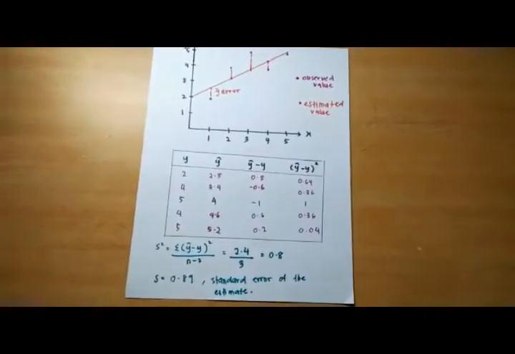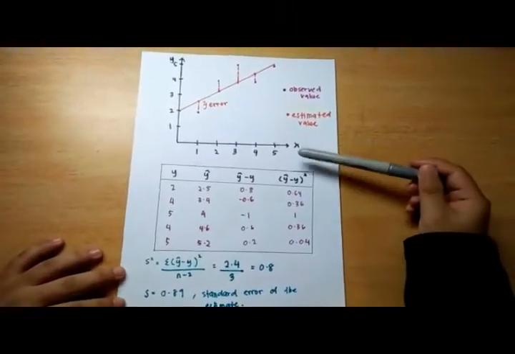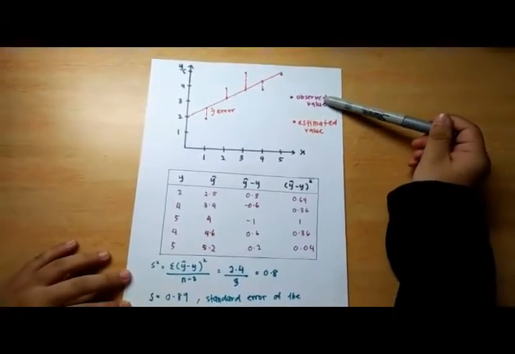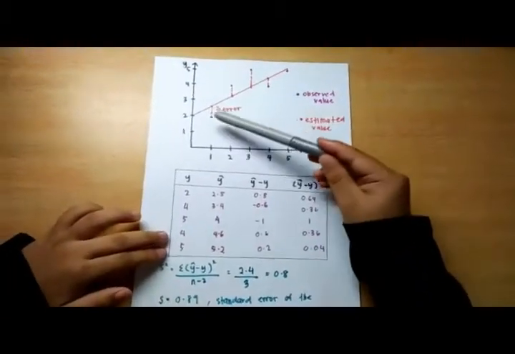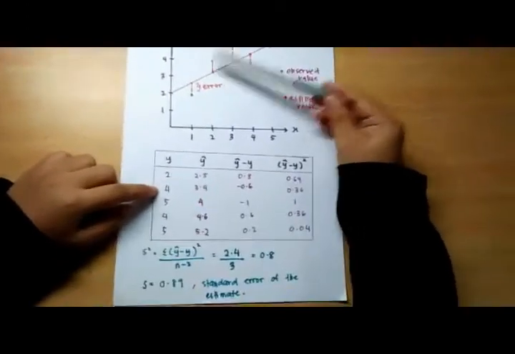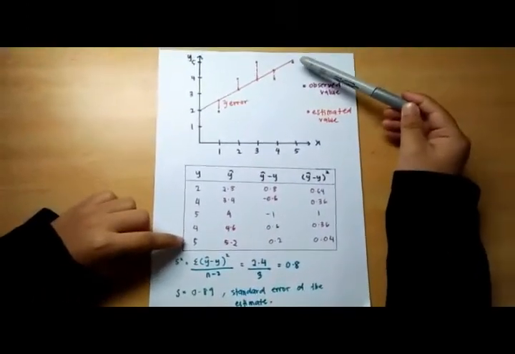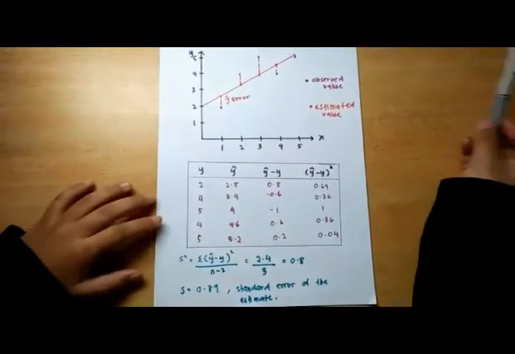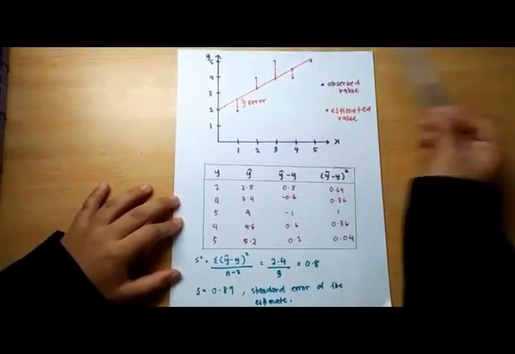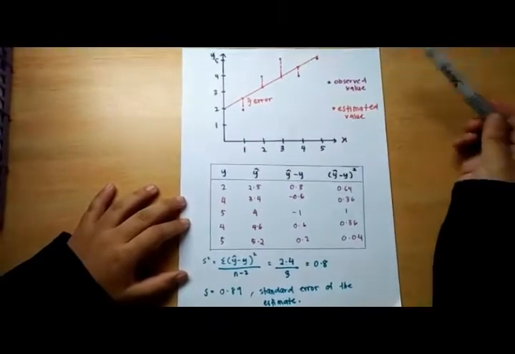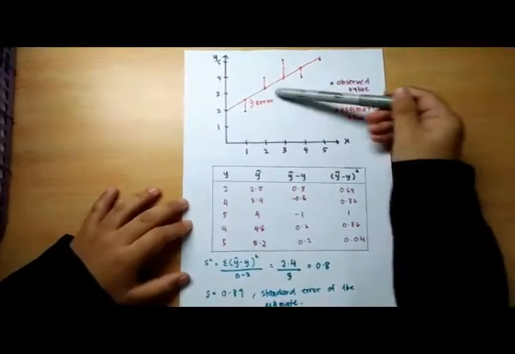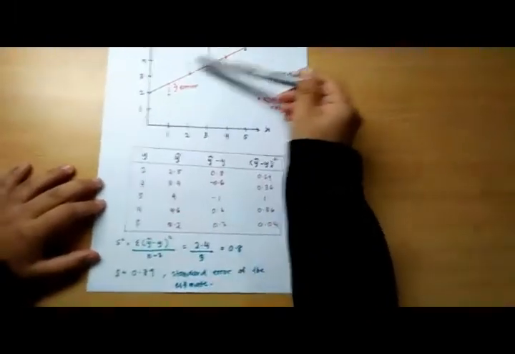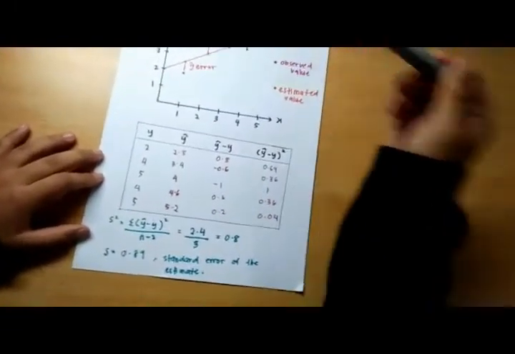In this experimental error, we have a graph. In this graph, we can see the observed value and the estimated value. For the observed value y, we have 2, 4, 5, 4, and 5. Then we need the regression line to make the estimated value. Observed value minus the estimated value gives us the error. So this is the error, and this is also an error.